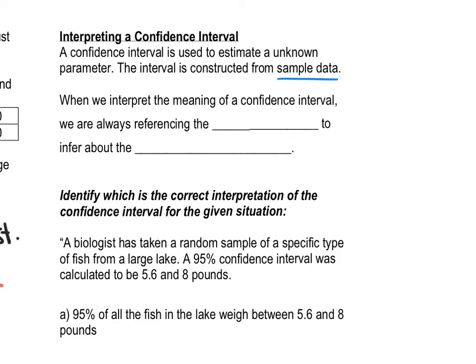When we go to interpret the meaning of a confidence interval, we're always going to reference the sample first, which means that based off my sample or based off your sample, we're going to use that to infer about the population. So you always want interpretations that talk about the sample and the population. When we identify the correct interpretation, we're generally looking for something that starts with the sample and tries to infer back to the population.